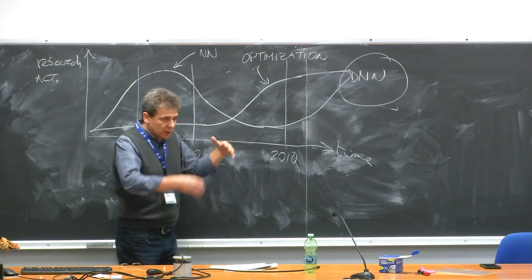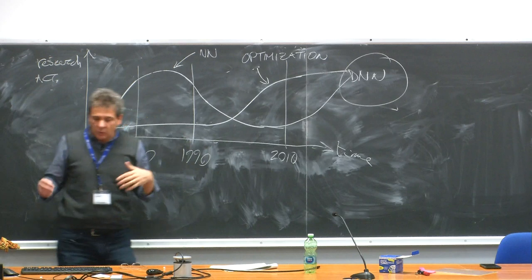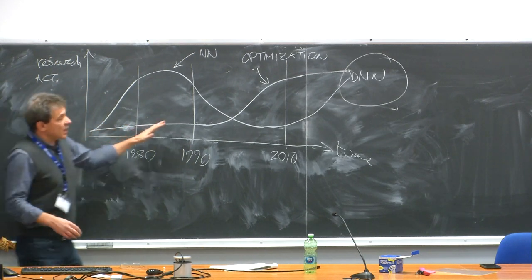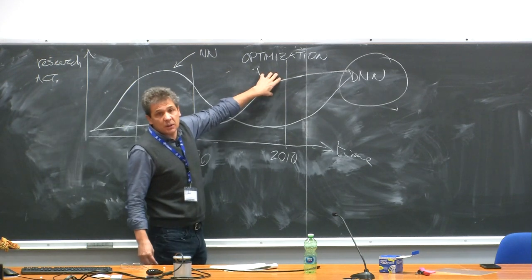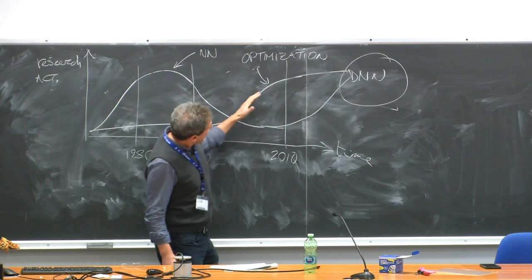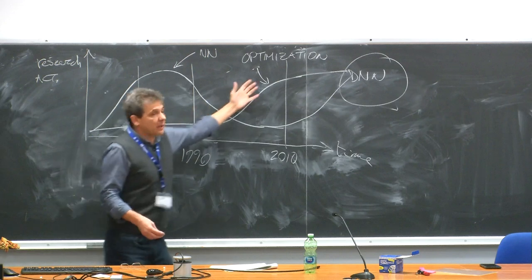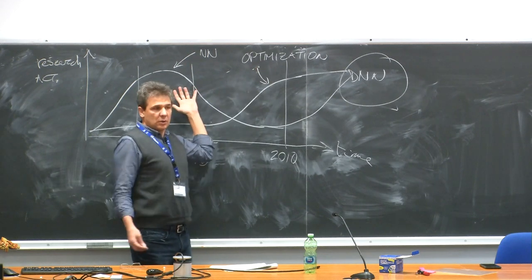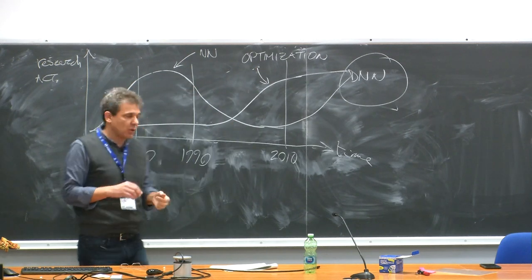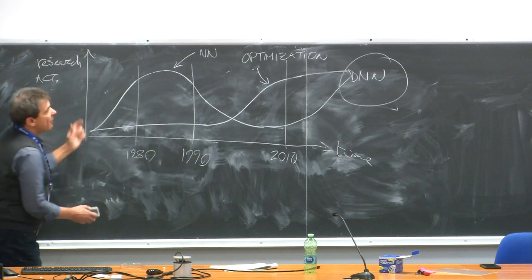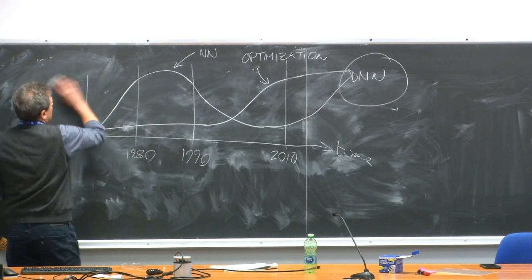And in that period, part of the community started to study very complicated optimization problems. And I will devote some time to this in the afternoon. And now we are in the position of merging together what we have learned about optimization and what we have learned about neural networks and try to say something new. So this is the perspective from statistical physics.